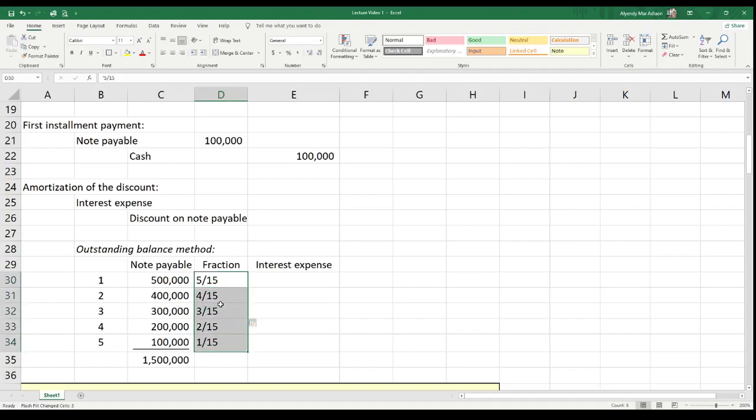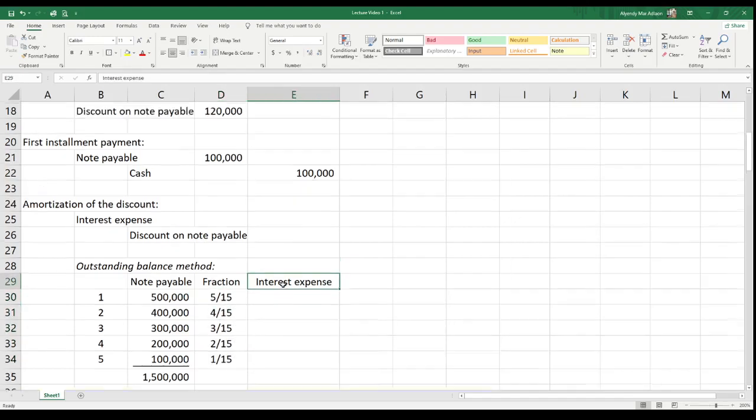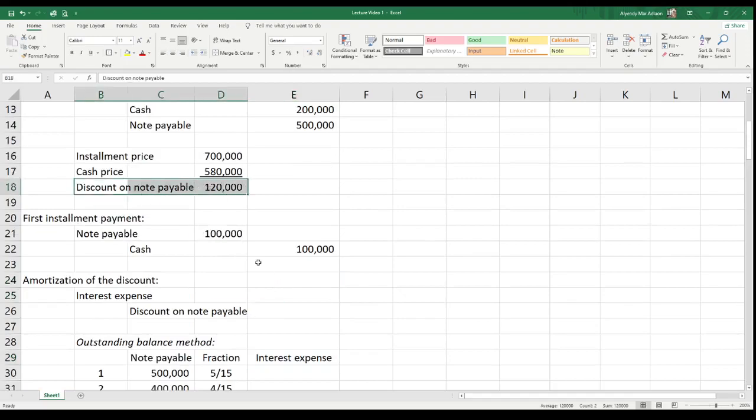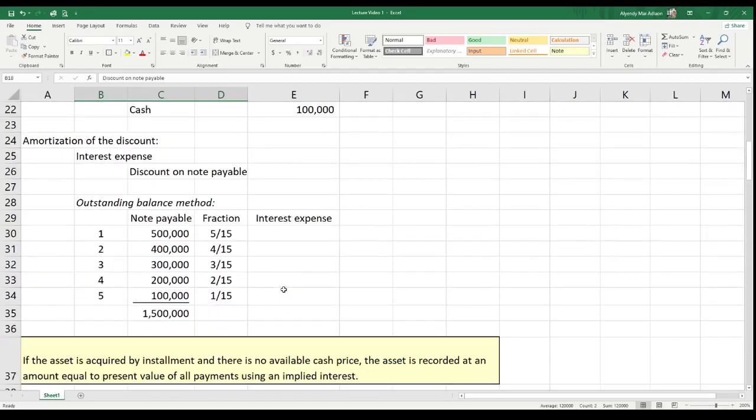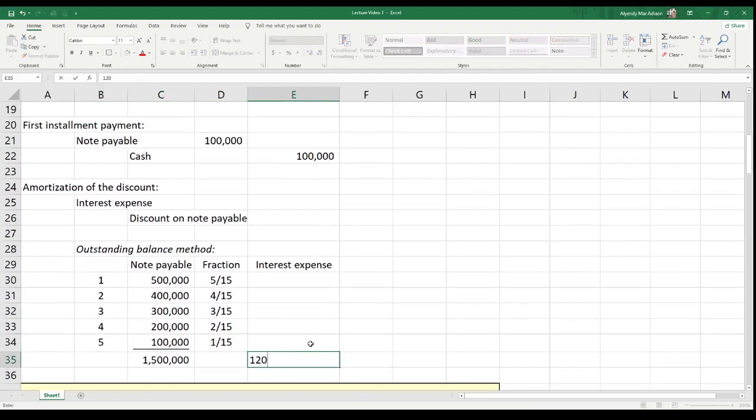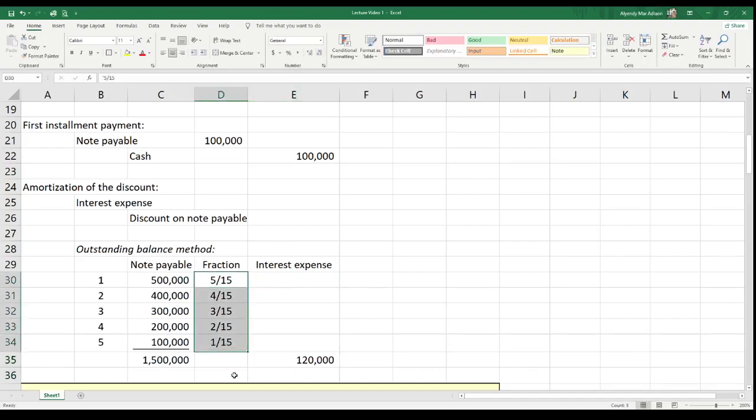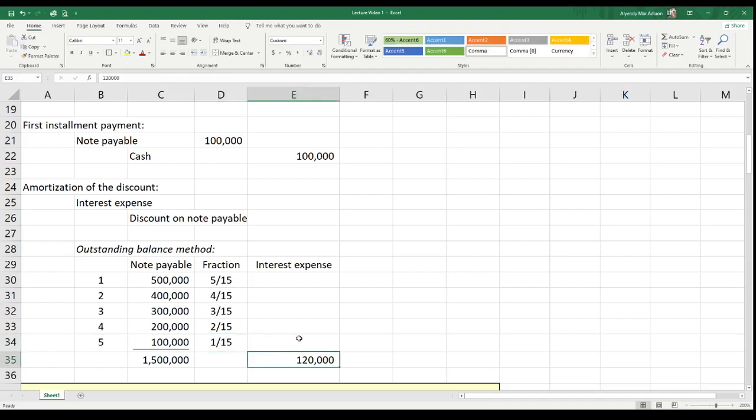And for year 5, 1 over 15. Now, through this fraction, we will divide our interest expense. Take note that the total amount of our discount on note payable is 120,000, which is the amount we will allocate for the whole credit term. So, using this fraction, we will multiply each one by 120,000.